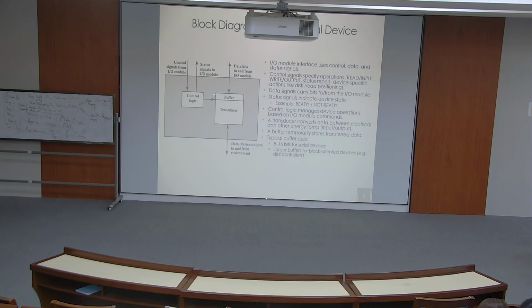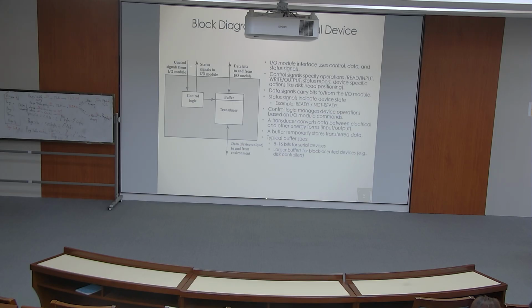So we have a data signal that is needed to carry bits to or from the input-output module. Then we have the status signal that indicates the device's state. For example, we can have a status of ready, when the device is ready to receive or to send data, or not ready. This is an example of status signals that indicate the status of the device.